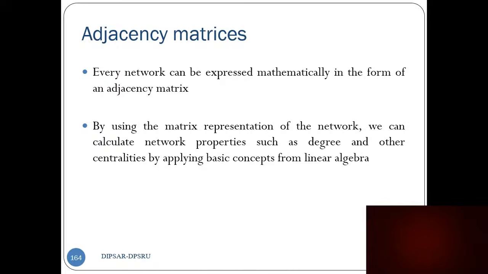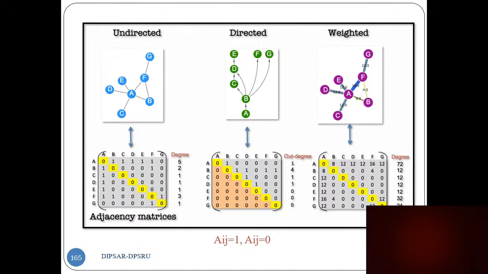For analysis of the network, first you have to understand how to express the network in mathematical form, in the form of an adjacency matrix. By using the matrix you can calculate network properties such as degree and other centrality measures, by applying basic concepts from linear algebra. So this is how to convert a network into the adjacency matrix. A graph can be of many types, as we discussed yesterday: directed, undirected, or weighted.